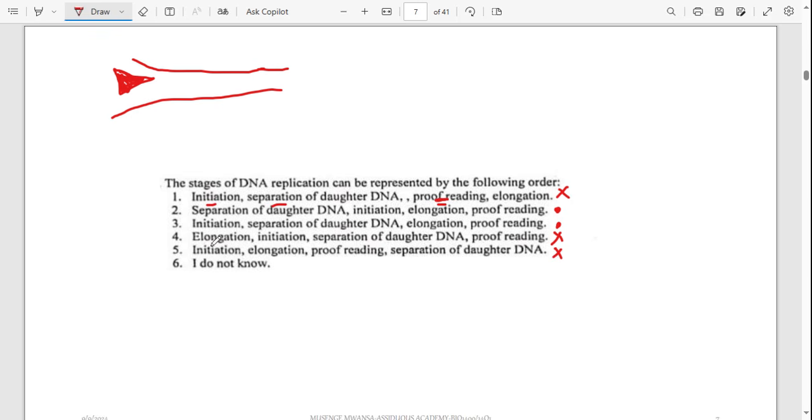So the first thing is we are going to initiate the process, right? Initiation is first, and then we separate the strand. As you are separating the strand, that's when elongation is going to be happening. So we're supposed to start with initiation. Option 3, that is the one.